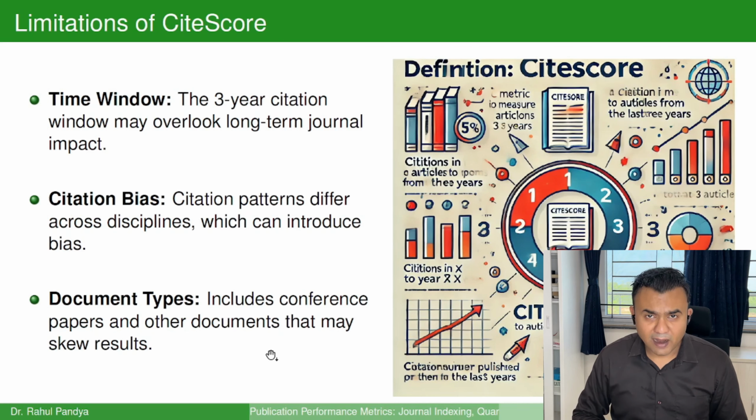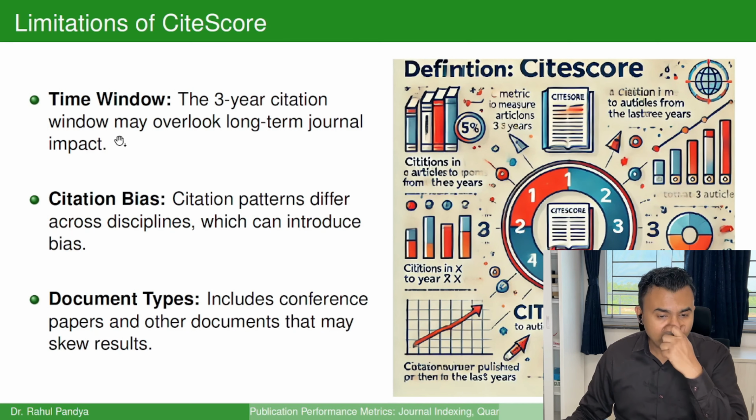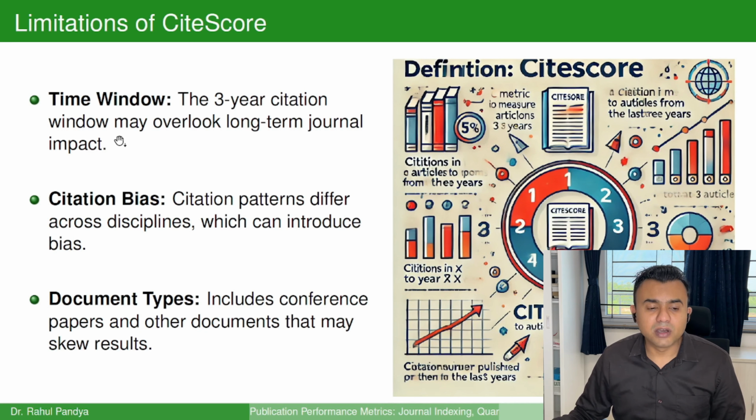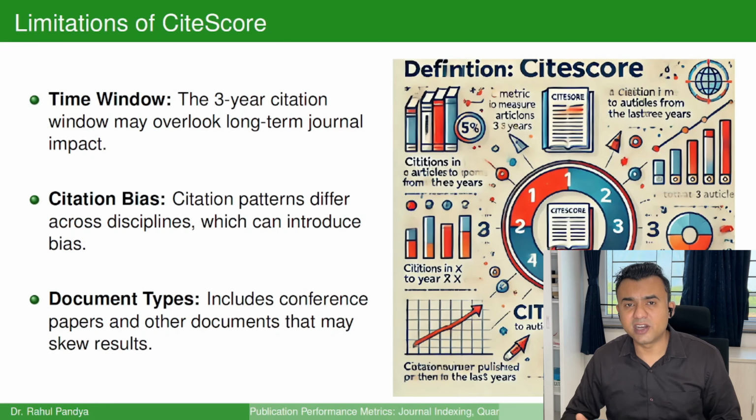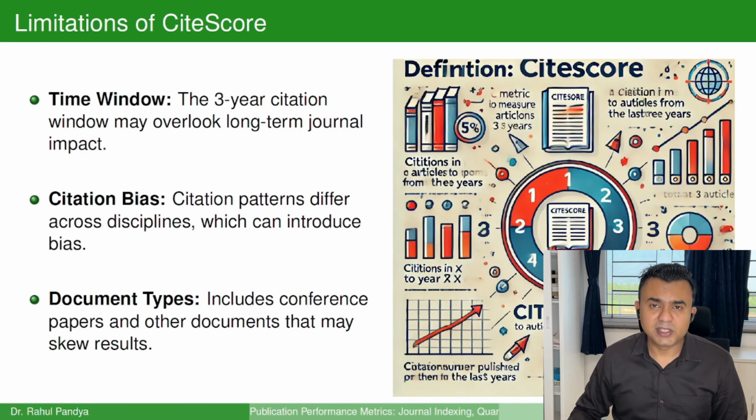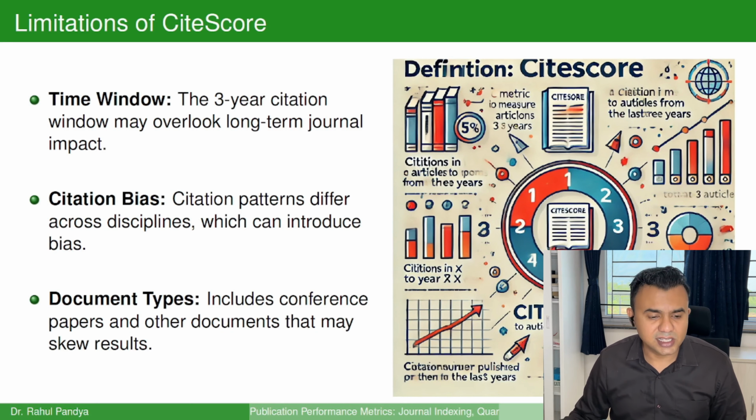However, there are a few limitations also. Such as the time window. It works on a time window of 3 years. And it may overlook the long-term influence or impact, such as a paper generating citations for, let's say, 5 years or maybe 7 years or 10 years. Such cases are not considered, because it focuses only on the 3-year window.